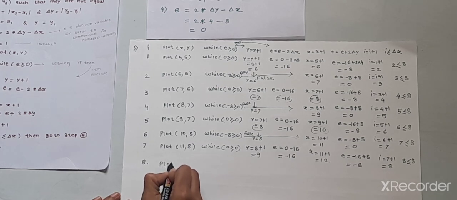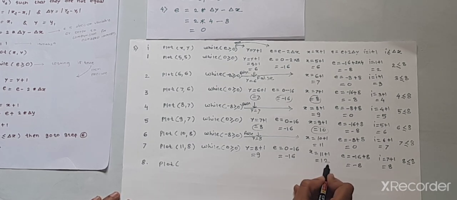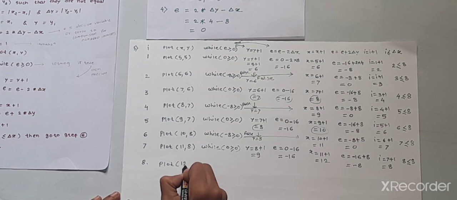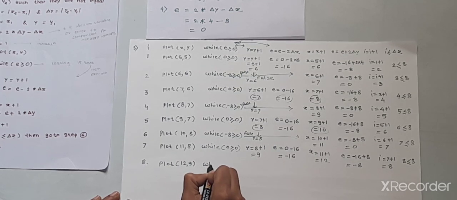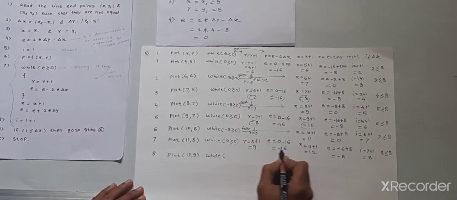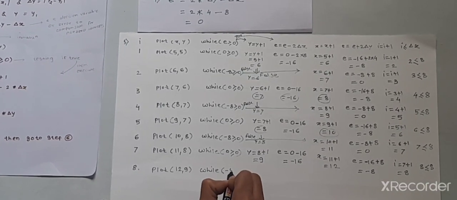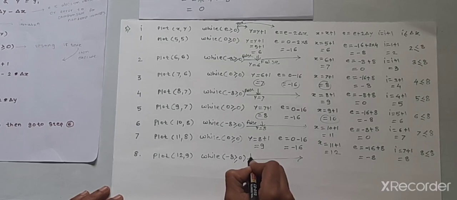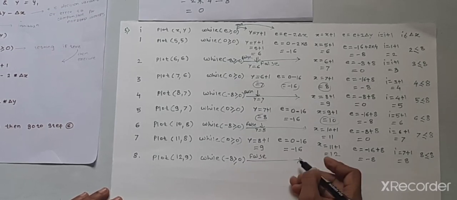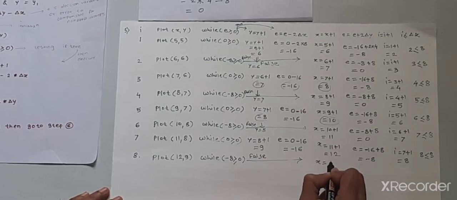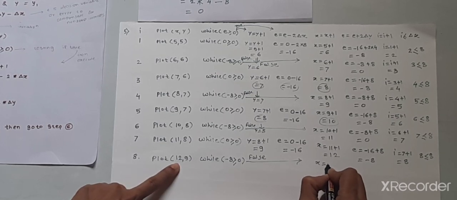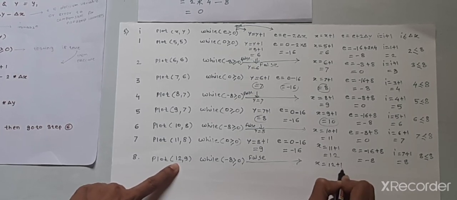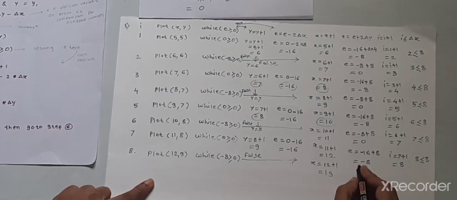So here plot X and Y. What is the value of X? Here it is 12. What is the value of Y? Here it is 9. We want to check the condition. So while our E value is minus 8, is it greater than or equal to 0? That means the condition is false, so it is not going to execute the loop. So next, X is equal to X plus 1. 12 plus 1, we are getting the answer as 13.